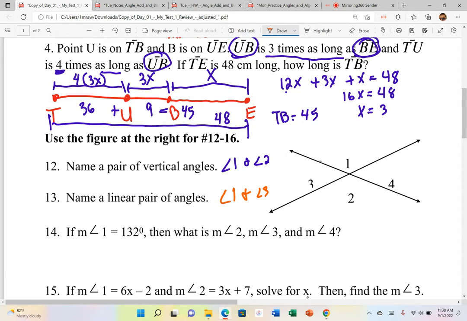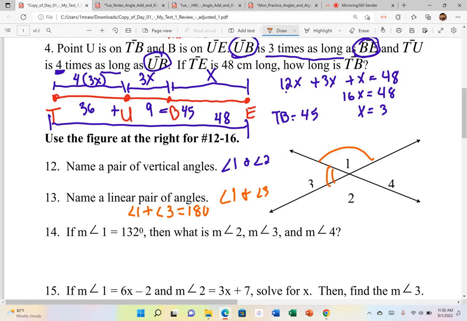Now, angle 1 and angle 3 are not congruent in this situation. They could be, but technically here they're not, right? In this picture. What's important about this relationship for number 13 is that they are supplementary, which means that angle 1 plus angle 3 equals 180 degrees. That's the important part to know about linear pair.